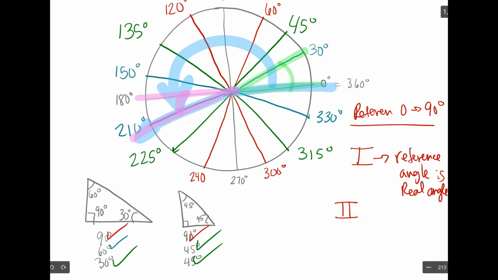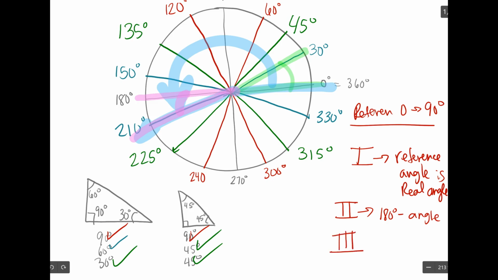If you're in quadrant 2, how would you find your reference angle? Your 60 is 120. Your 45 is 135. So you take 180 minus whatever your degree is. So if I'm at 120, I'm looking for the angle that when I add it will equal 180, because 120 plus whatever angle will be supplementary. They will equal 180. So what you do is you take 180 minus whatever your angle is, and that will be your reference angle.